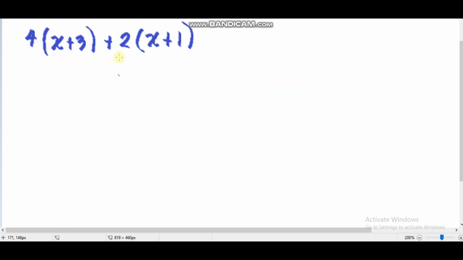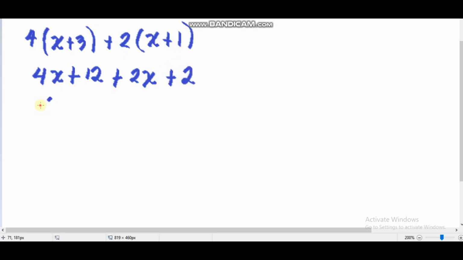Simplify the expression 4 times the quantity of x plus 3 plus 2 times the quantity of x plus 1. If you still remember the properties, let's try to check. The first property we're going to use to solve this one is the distributive property. So, 4 times x is 4x. 4 times 3, that is positive 12. 2 times x, that is positive 2x. 2 times 1, that is positive 2.